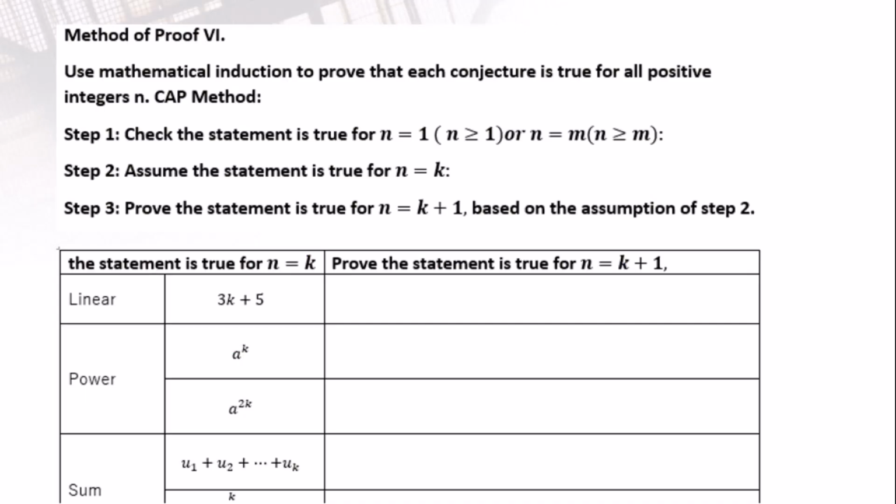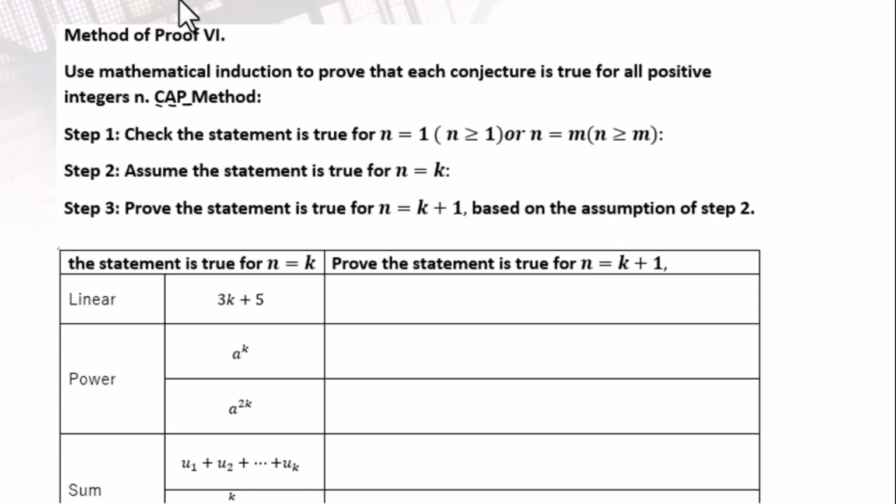This video is about mathematical induction. We will use mathematical induction to prove that a conjecture is true for all positive integers n. The CAP method will be used: C for check, A for assume, P for proof.